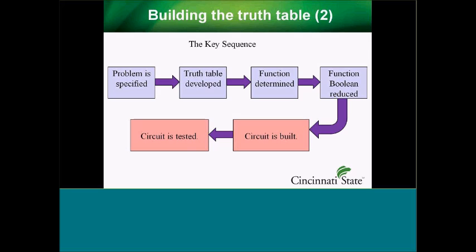Then you build the circuit, and once you build the circuit, you test it. And then I should put a feedback arrow going back. When you test it, do you get the truth table that you have here, or does the circuit not work, so you have to go back and rebuild it? There's kind of a loop here that I probably should have put in.